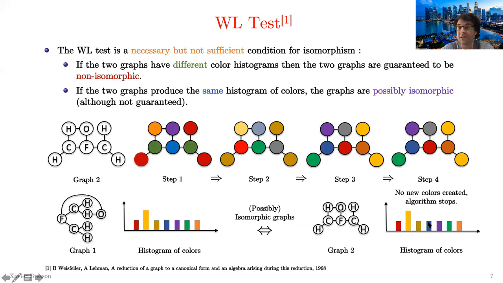If the two histograms are different, then the WL test guarantees that the two graphs are not isomorphic. Now, if the two graphs produce the same histogram like this one, then it's possible they are isomorphic, but it's not guaranteed. And there are ways to improve that. I will come back to this.